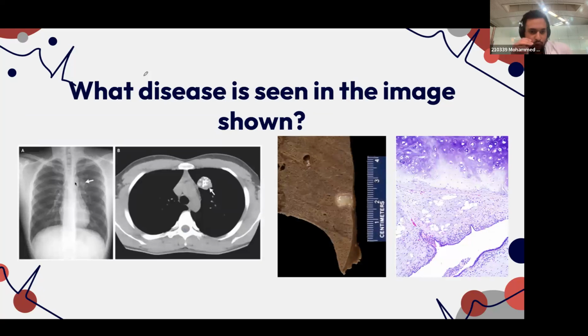Okay, let's move on to this one. What disease is seen in the image shown? Just one specific disease. Good. This is hamartoma. Okay, so hamartoma is a benign tumor. What's the definition of hamartoma? Hamartoma is a normal tissue in an abnormal location. Okay, it's a normal collection of tissue, not dysplastic, not cancerous, just in an abnormal location.